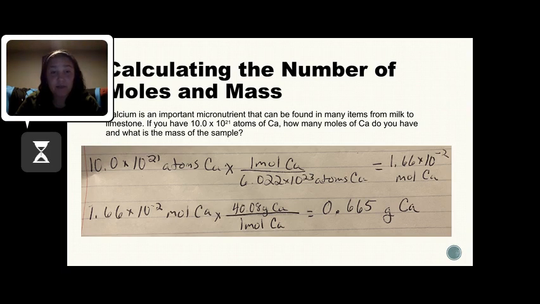We could then take that amount and multiply it by the mass of a mole of calcium, which we'd find on our periodic table, which is 40.08 grams of calcium. And we end up finding that we have 0.665 grams of calcium.